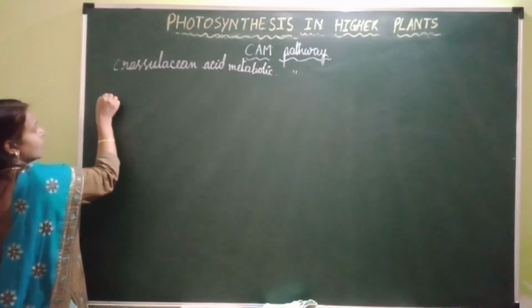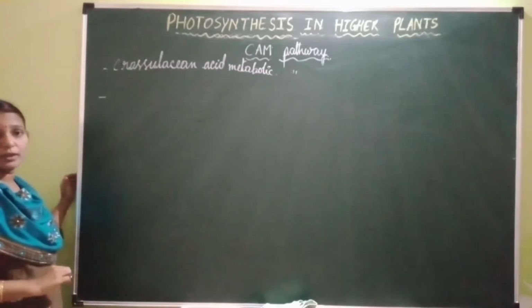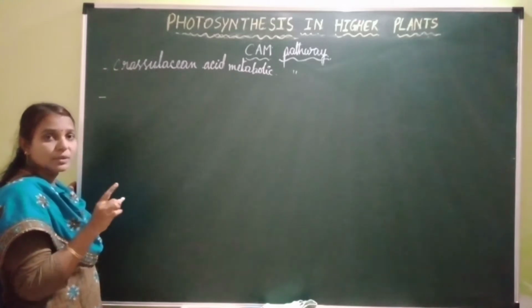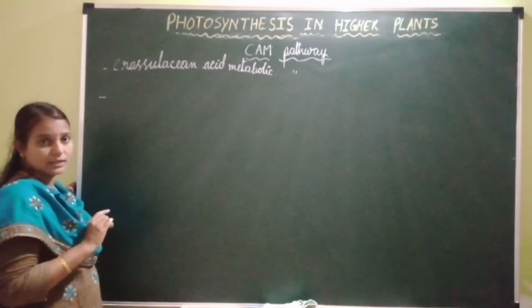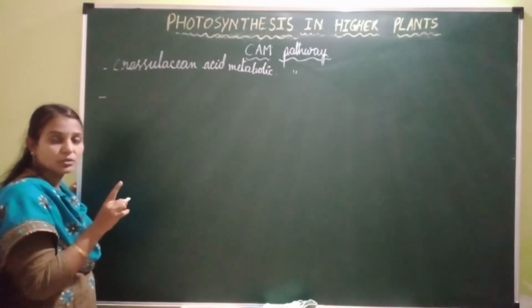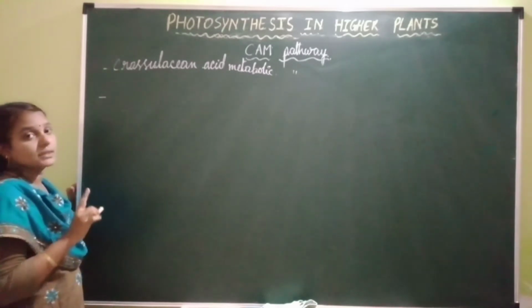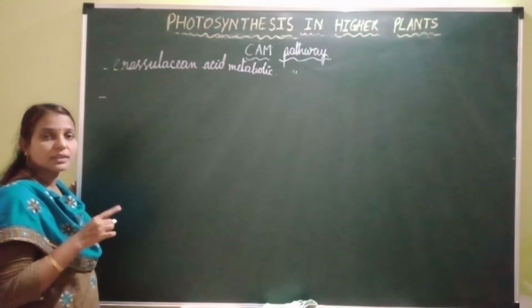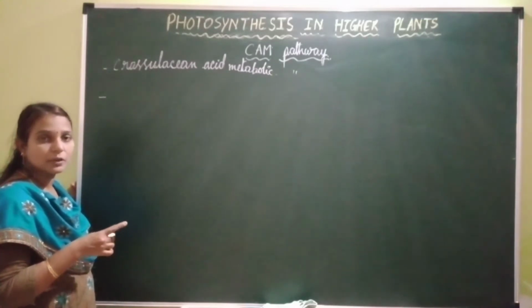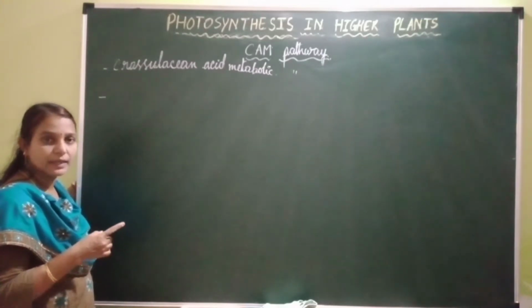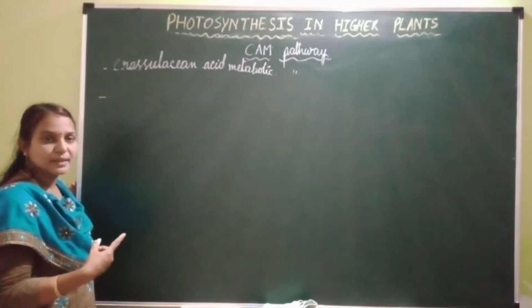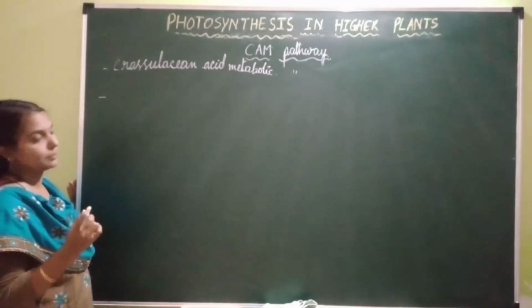Okay, why is it called the crassulacean acid metabolic pathway? Because this pathway occurs in most of the plants belonging to the family Crassulaceae. Hence it is called crassulacean acid metabolism, because during this pathway acids like oxaloacetic acid, malic acid, pyruvic acid, these organic acids, are formed. Hence it is called acid metabolism.